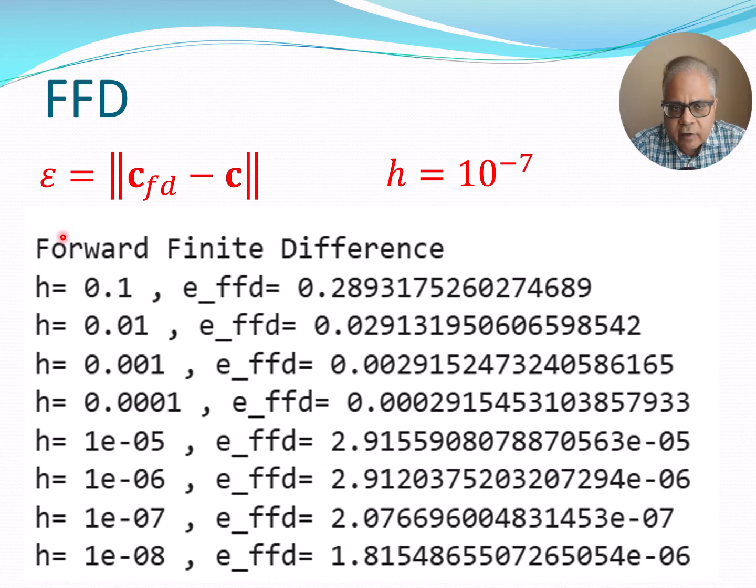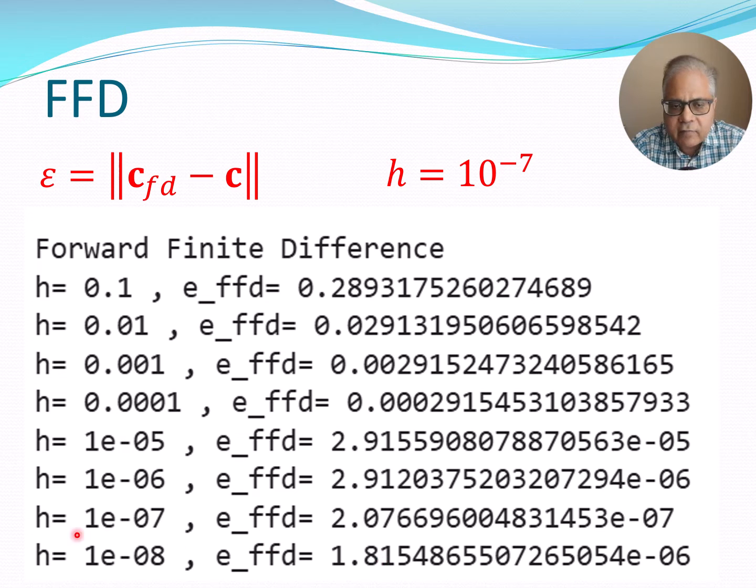So let's look at the forward finite difference first. Here you can see the h value has been decreasing all the way from 0.1 to 1e minus 8. And the epsilon value is given here. Of course at h is 0.1, it's a very rough approximation, and as soon as you start reducing h to 0.01, 0.001, you start getting better values. At h is 0.0001, you have a pretty reasonable value. Now as you expect, the epsilon keeps going down, but you will see that after a certain point, for example, between h is 1e minus 7 and 1e minus 8, the epsilon value actually goes up.